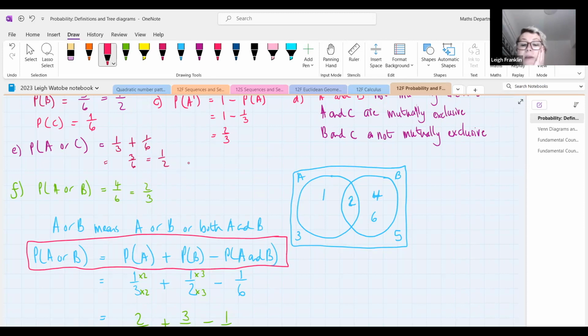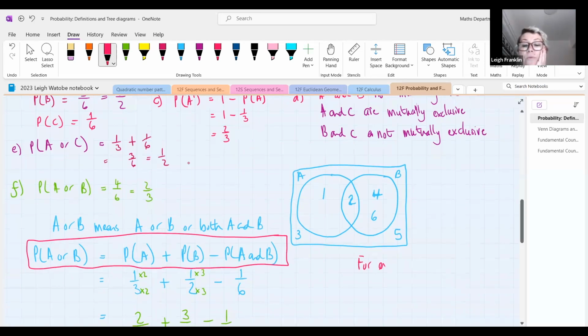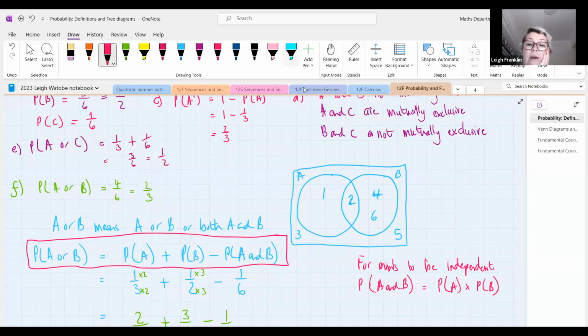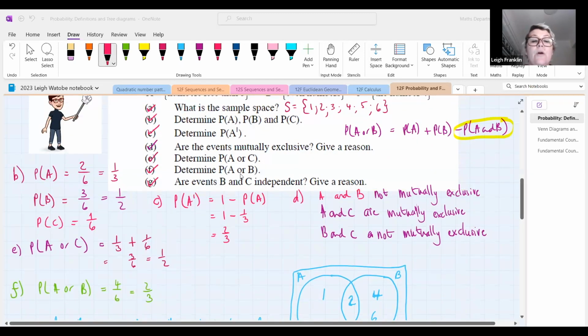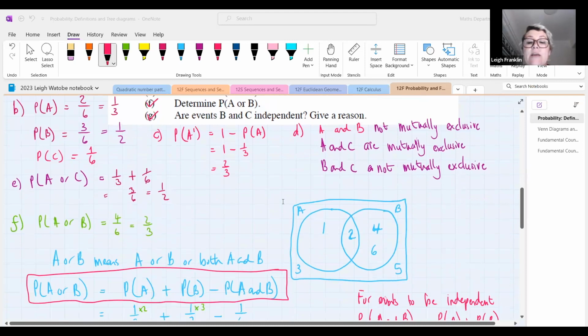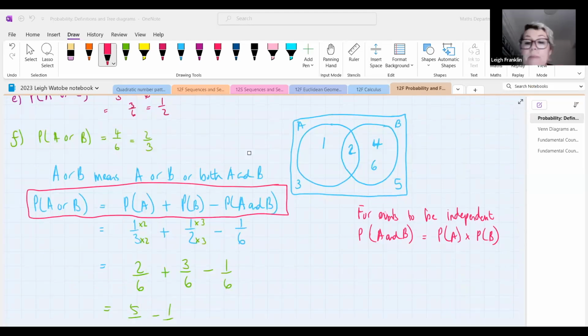So for events to be independent, we would say that the probability of, let's use A and B in this case, A and B would be equal to the probability of A times the probability of B. You won't get less marks. So here they've said events B and C. Are events B and C independent? So let me just change that.